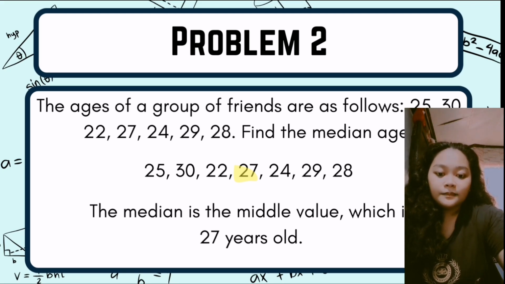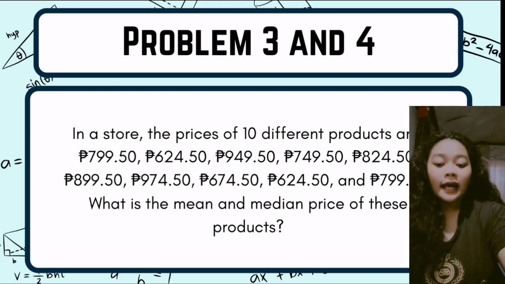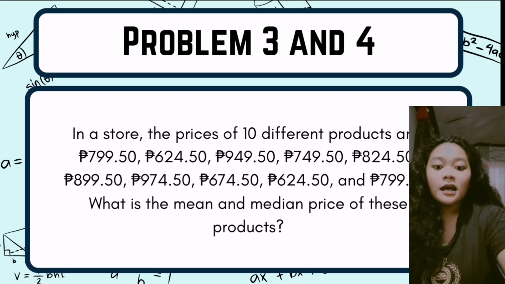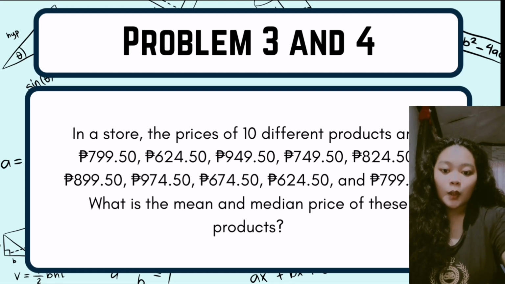So problems number 3 and 4. In a store, the prices of 10 different products are 799.50 pesos, 624.50 pesos, 949.50 pesos, 749.50 pesos, 824.50 pesos, 899.50 pesos, 974.50 pesos, 674.50 pesos, 624.50 pesos, and 799.50 pesos. What is the mean and median price of these products?